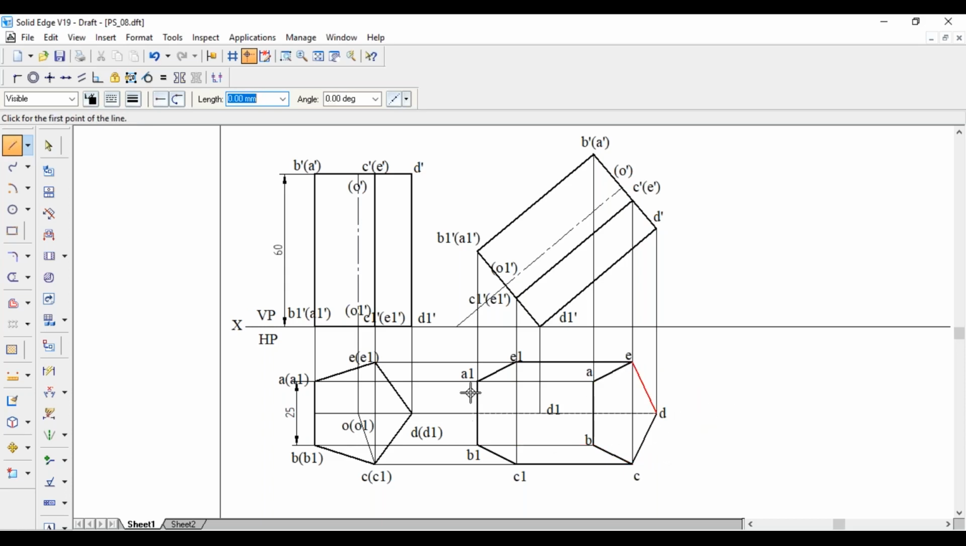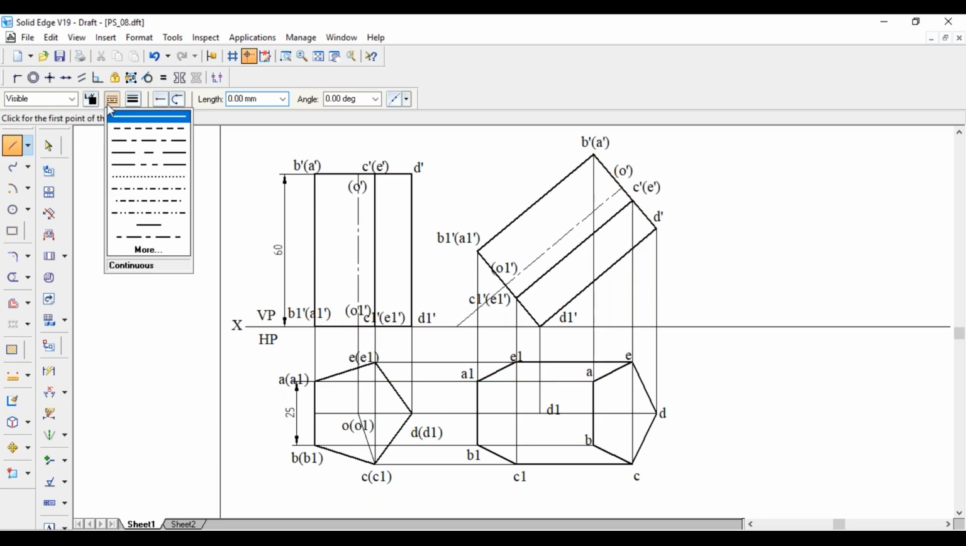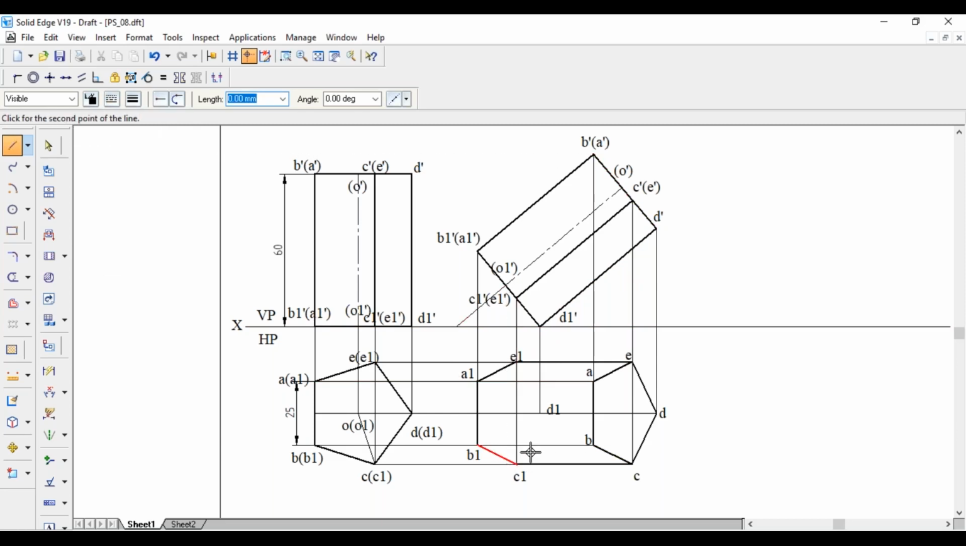Next, move into the bottom face. So we have joined A1B1, B1C1, and A1E1. We are left with C1D1 and D1E1. So C1 dash D1 dash. Behind that one, E1 dash D1 dash is there. So both are away from the observer. So it is invisible. We have to join with dotted line. C1 to D1 to E1, dotted line.